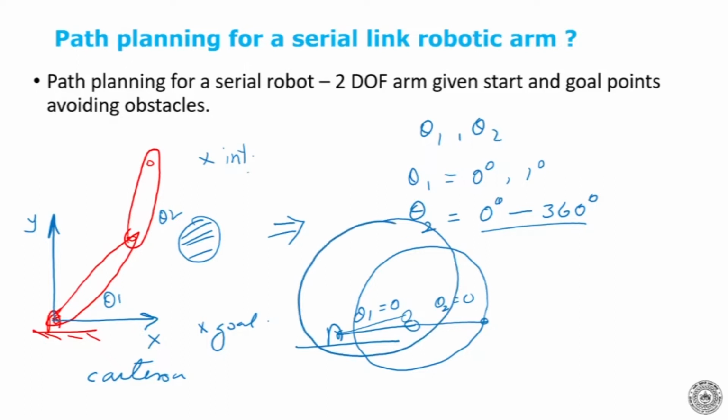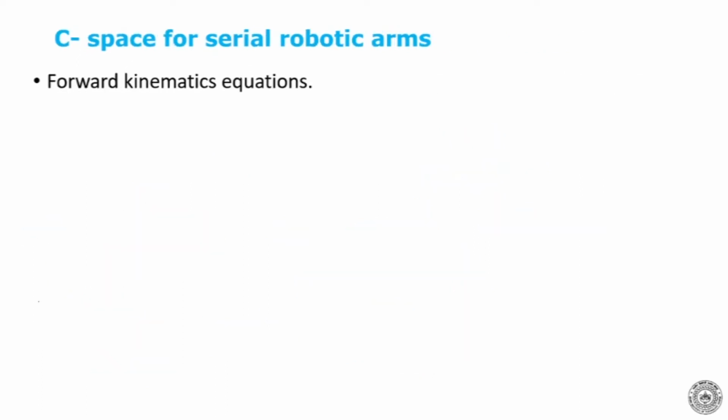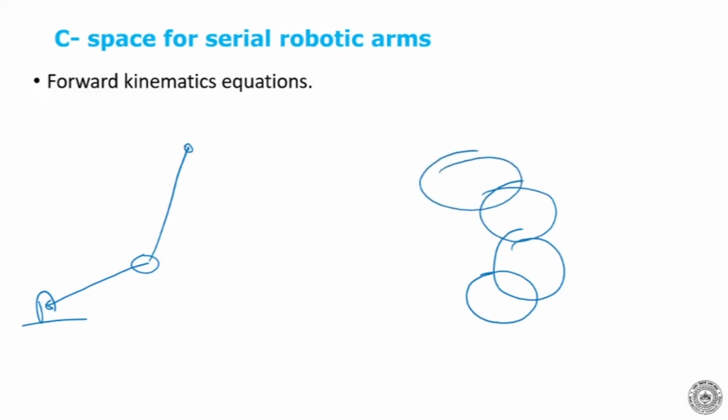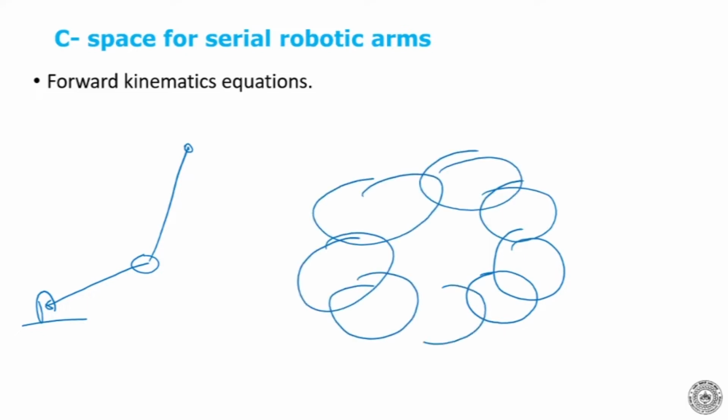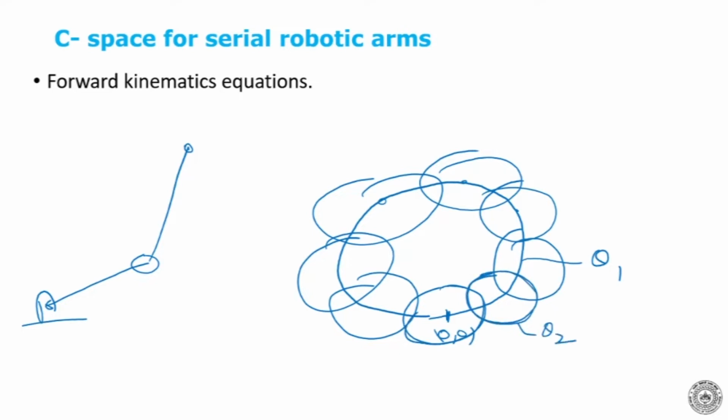I keep doing this, and if this is a two-link manipulator, I'll be getting this set of circles which are moving like this. This is my theta 1, which is going round like that. Starting from 0, this is my theta 2, and next is my theta 2 again. So what we are seeing is that the shape of the C space that we are getting, if you can imagine, is what we call a torus. So this is a torus shape.